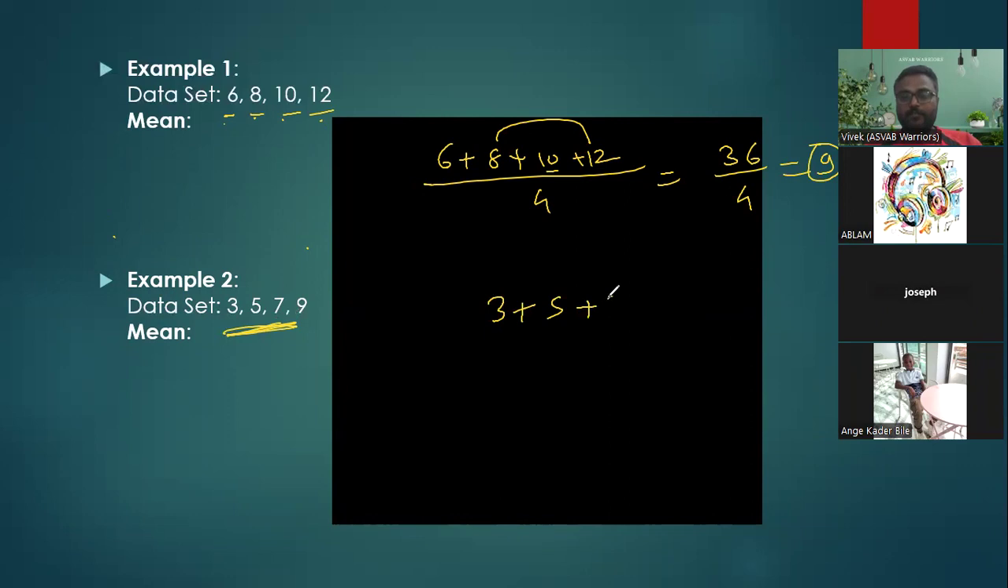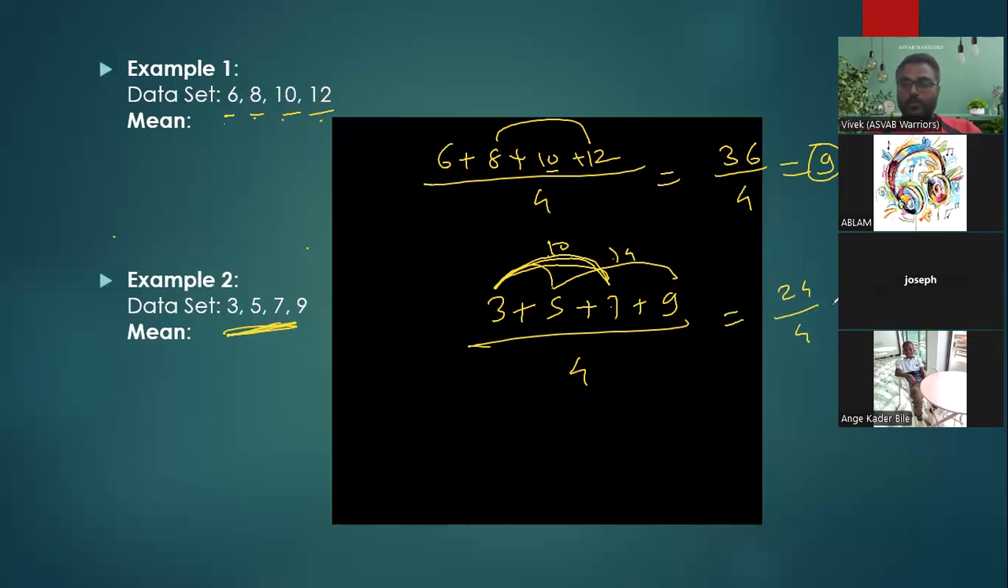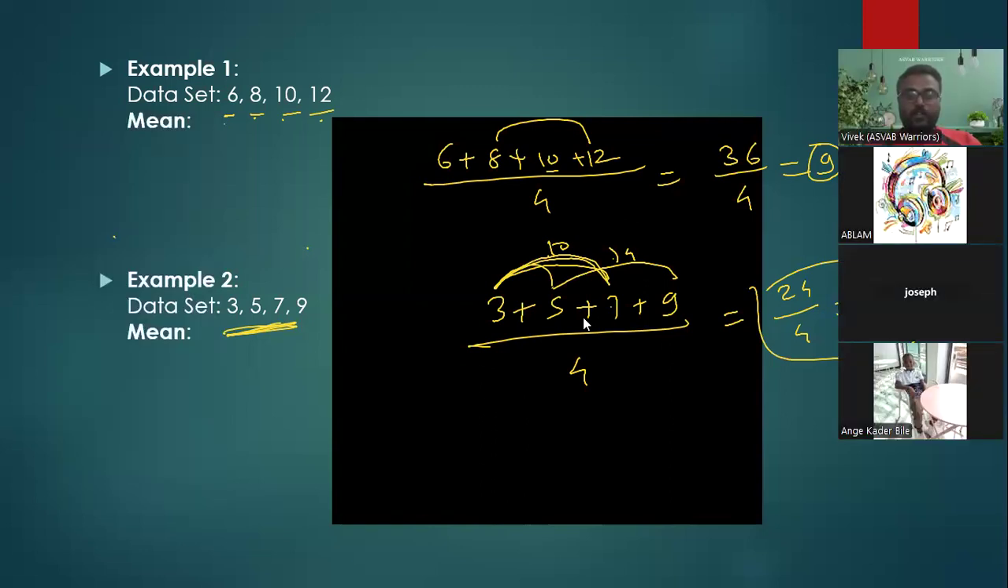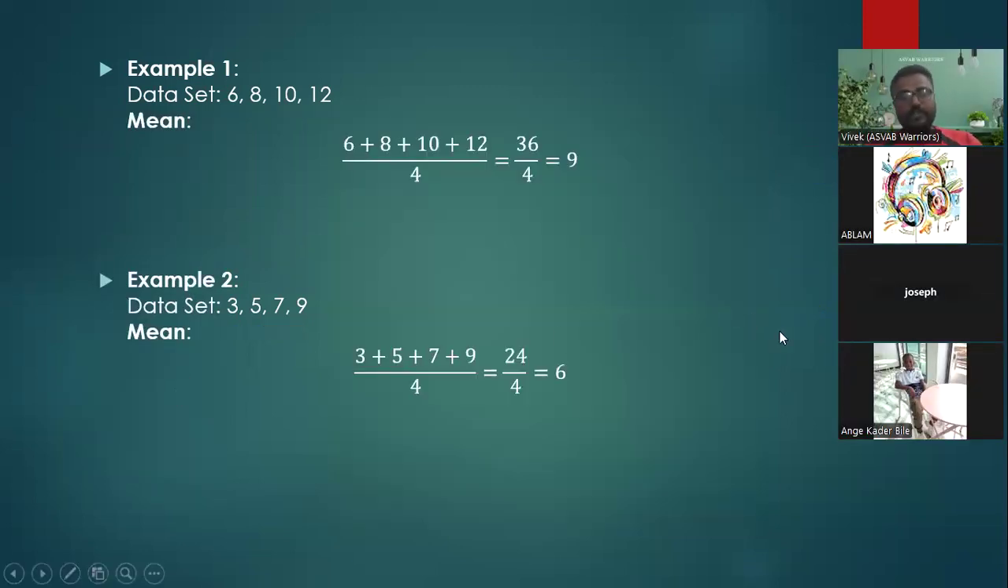3 plus 5 plus 7 plus 9 over 4. Let's start doing it. I'll just add it this way because it will give me easier terms. 3 plus 7 will be 10. 5 plus 9 will be 14. 10 plus 14 is 24 over 4. So how many times 4 would be 24? Six. Very good. So the mean is going to be equal to 6.